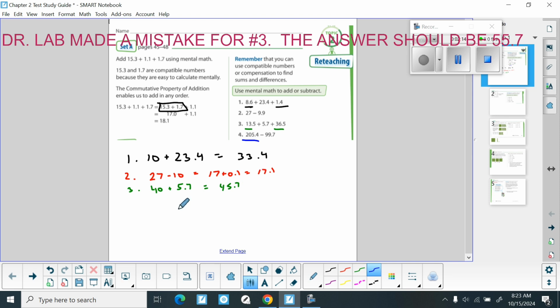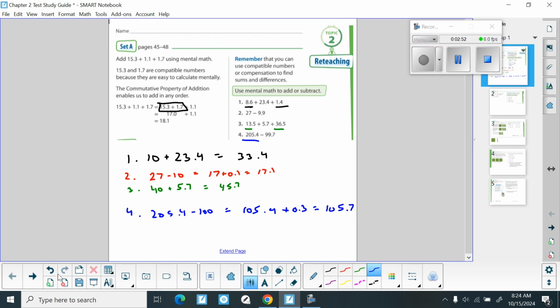And for the last one, we have, do this one in blue, 205.4, 205 and 4/10, minus 99.7. Well, in my head, I'm doing 205.4 minus 100, which gives me 105.4, okay? But by subtracting 100, I over subtracted by 3/10, so I'm going to add 3/10 to that and give me 105 and 7/10. Okay, so compatible numbers help us do problems easy mentally.